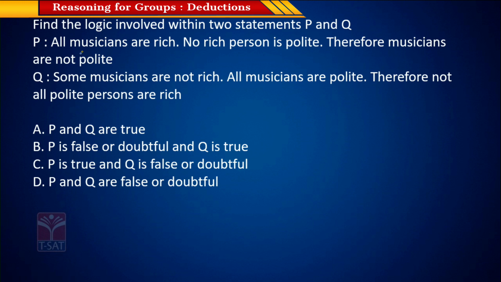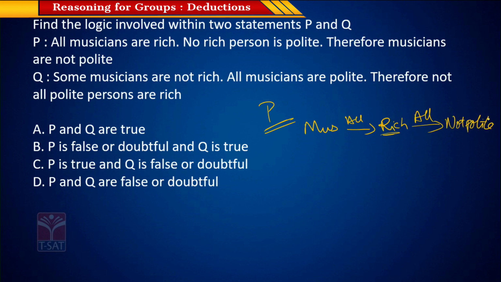Okay, so if you're saying that there are some musicians, right? This is statement P. Statement P says all of the musicians are rich. And then they're saying no rich person is polite. That means all of these rich people are not polite.